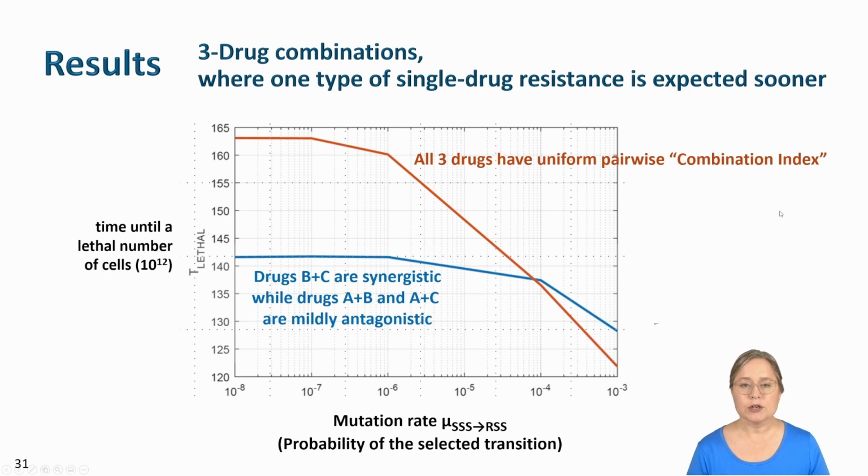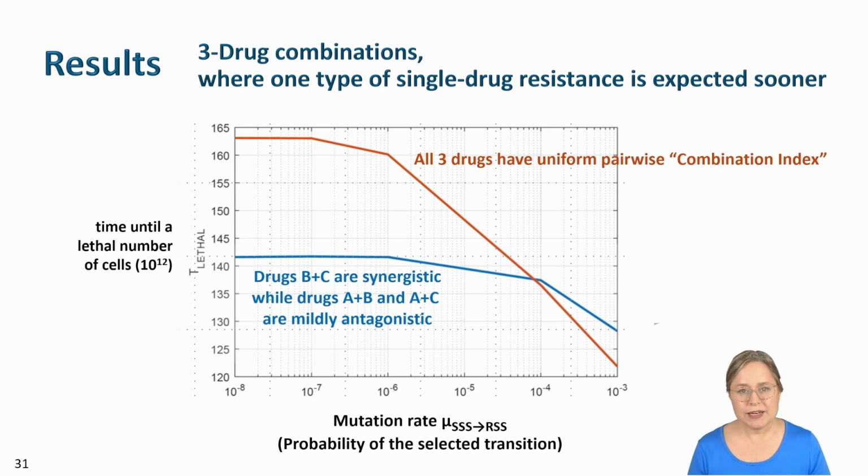In the plot, we look at the time span until developing a lethal tumor burden on the y-axis and the mutation rate on the x-axis. If the mutation rate for vemurafenib resistance is really slow, then the best strategy is just uniform synergism or uniform additivity, uniform across the whole cocktail. But if the mutation rate gets higher, in this case 10 to the negative 4, then the winning strategy is to strengthen drug B and C synergism, make them more highly synergistic with each other, while drugs A plus B and A plus C compensate with the opposite.